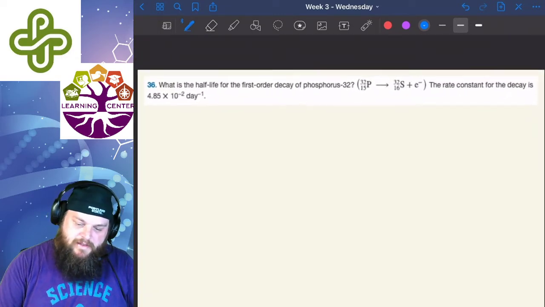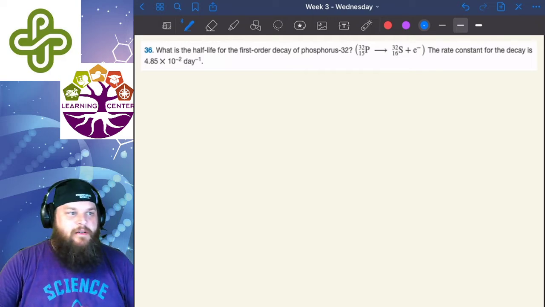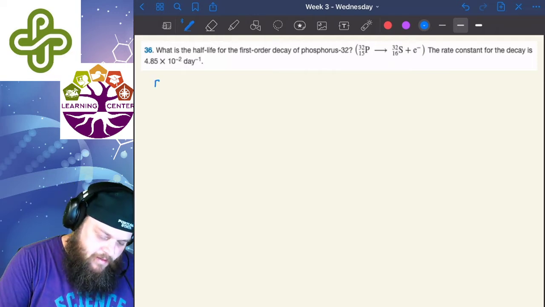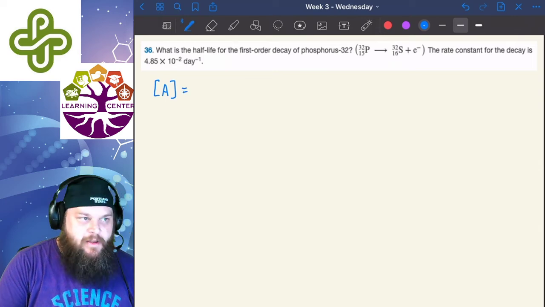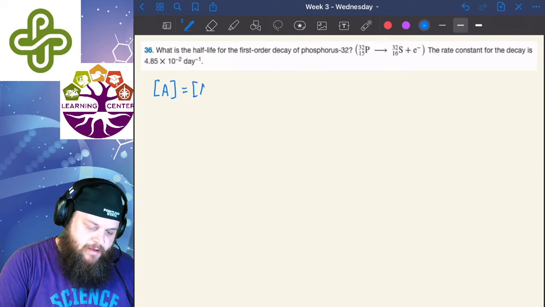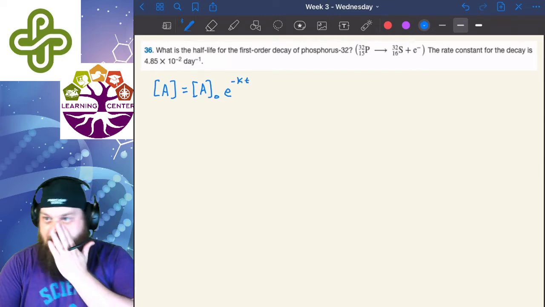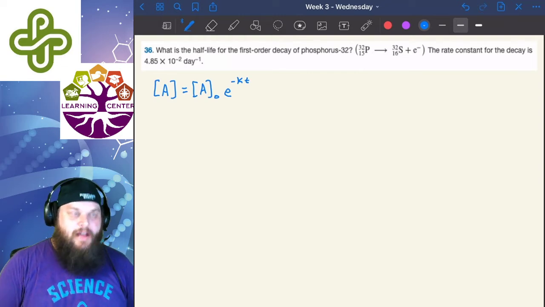Number 36 is the next one. This one has to do with half-life, so first order decays. So in this one, we're using this equation up here, which says the concentration at any point is going to be equal to the initial concentration. So that's going to have that little 0 down there, times e to the power of negative kt, where k is the rate constant, t is the time that's passed. And this is an exponential decay.